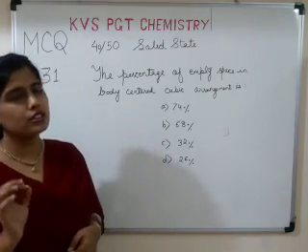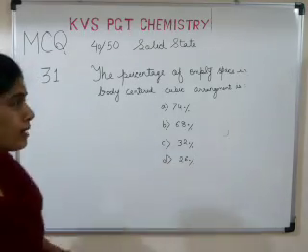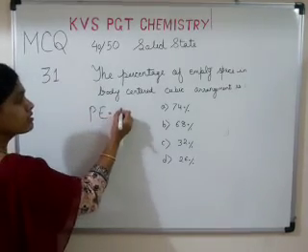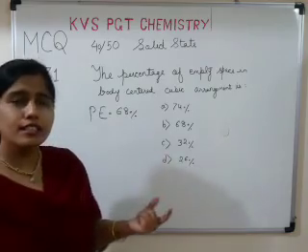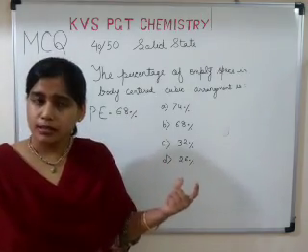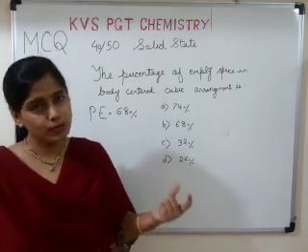first of all we have to consider the packing efficiency in BCC. We know that the packing efficiency of BCC structure is 68%. What does it signify? It signifies that this much percentage of space is actually occupied by the spheres. Now the remaining space is the empty space.